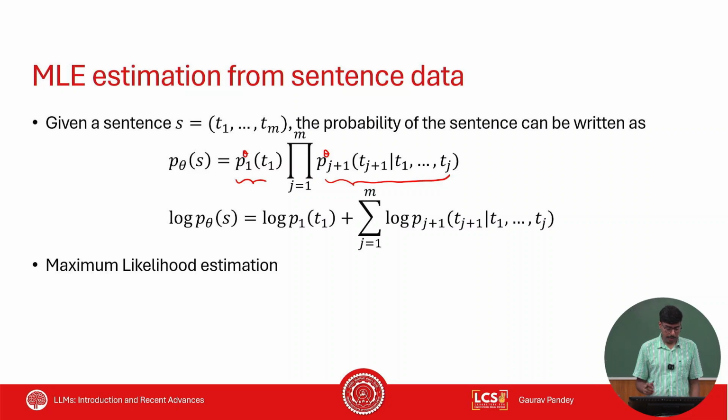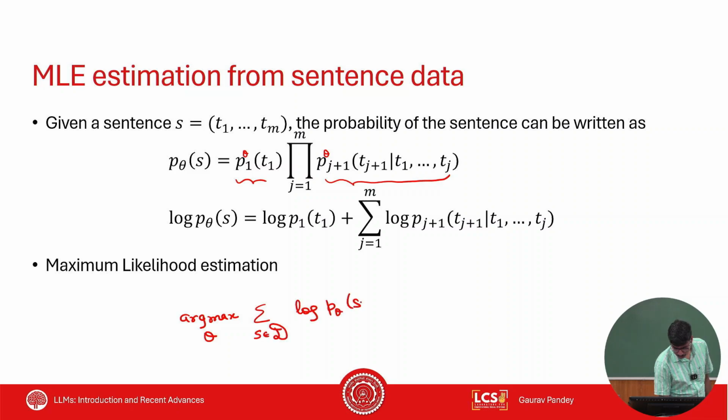Okay. And if you want to do maximum likelihood estimation, what you will do is try to find the parameter theta such that it maximizes the log probability, the summation over s belonging to D of log probability theta of s. Or let's put the length of the D also. This is your maximum likelihood estimate. Is this clear? So far, I have not talked about anything which I'm guessing you guys are not already familiar with. It's maximum likelihood estimation.